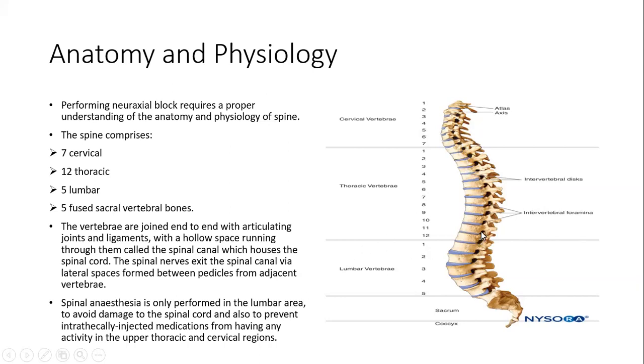This is also important because when you're positioning your patient, you want to open the space in order to access the subarachnoid space. Note that spinal anesthesia is only performed in the lumbar area most of the time, and this is to avoid causing any damage to the spinal cord, and also to prevent injections in the upper thoracic and the cervical regions, which could have catastrophic complications.